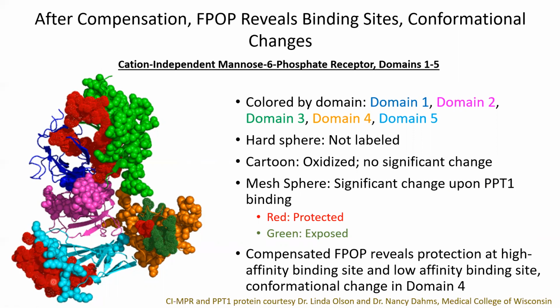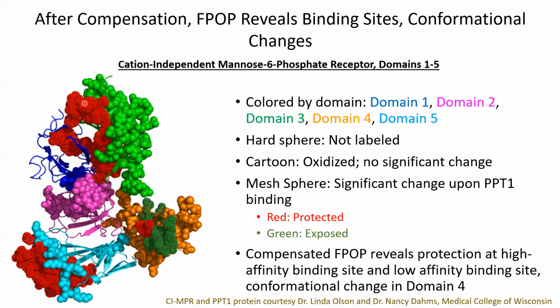And then you have a low affinity binding site here in domain 5, which is also protected upon addition of PPT1. You'll also see we've got these green meshes here, as well as a little bit of protected region. The green mesh represents areas that become exposed upon PPT1 binding. And that indicates that there's actually a conformational change that's occurring here in this part of domain 4.